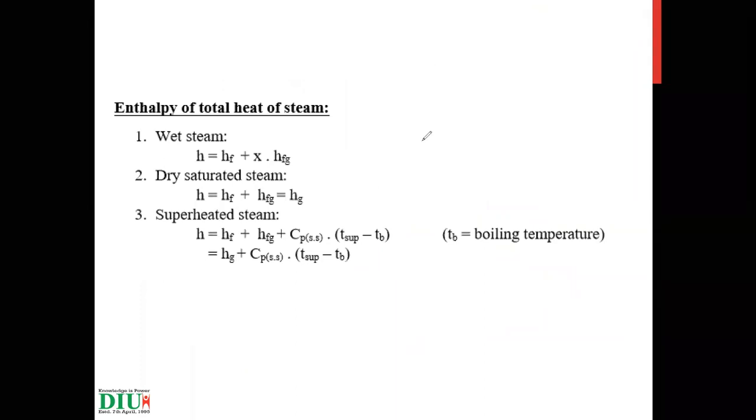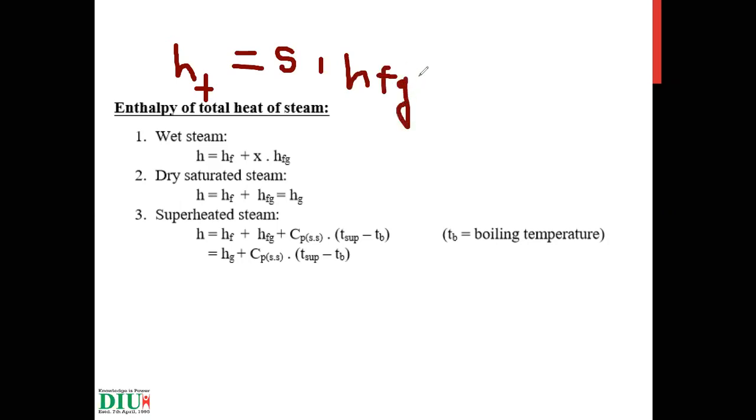So let me draw the diagram one more time. You see HF, HFG, something like this. HF is represented as sensible heat, and HFG, you can take note, or it will be in the video also, HFG is represented as latent heat. So don't get confused. HF is sensible heat, HFG is latent heat. You can write it in this way also.